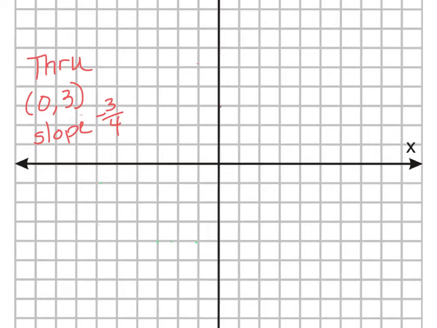If we knew that our line passed through the point (0, 3), for example, and had a slope of negative 3/4, which would be from there down 3/4, we could graph that line and we could come up with its equation pretty easily. We know the y-intercept. The y-intercept is 3, and the slope is negative 3/4. Our equation would be y equals negative 3/4 x plus 3. So we want to keep that in mind.